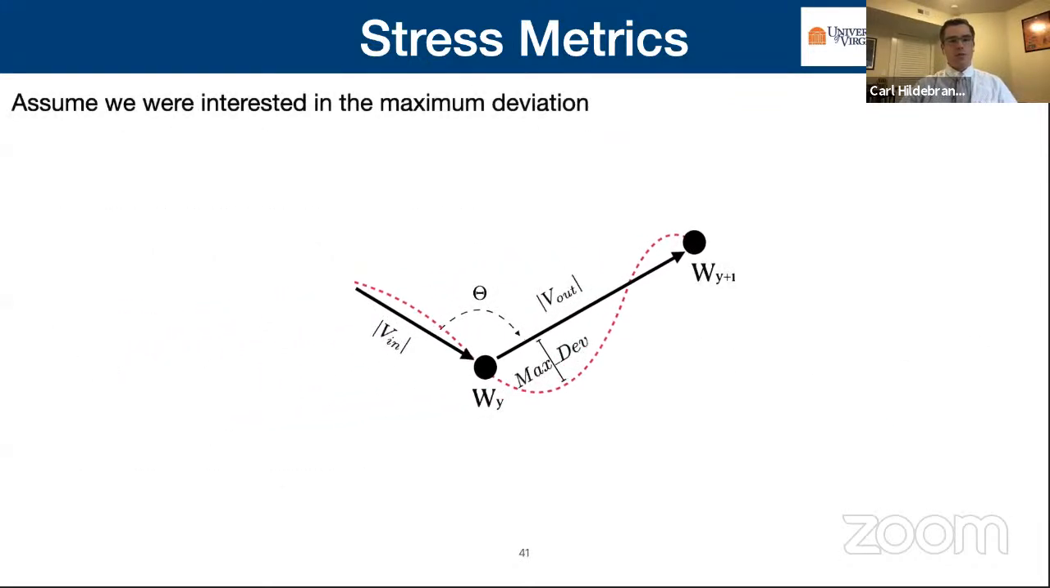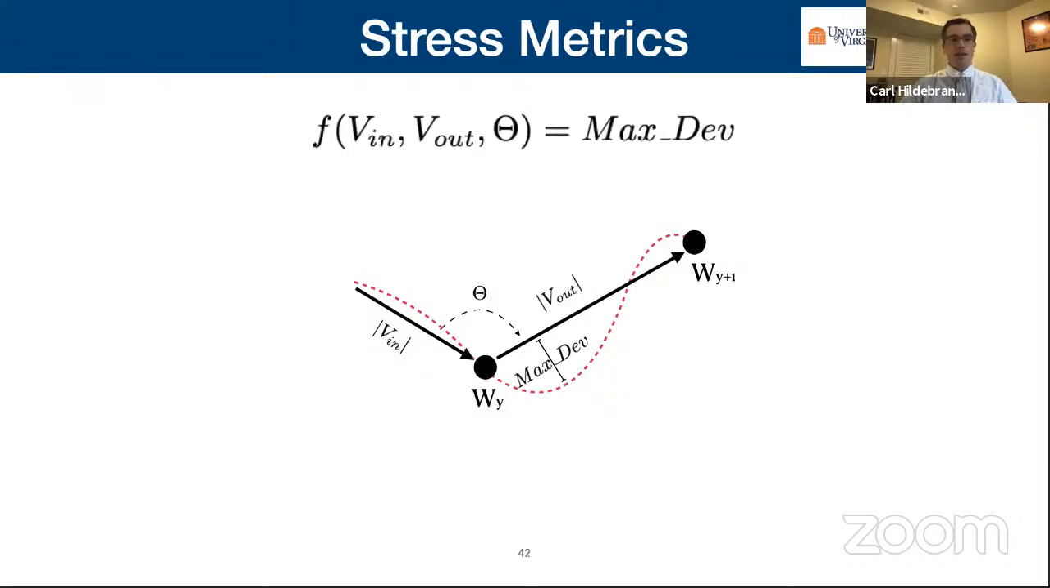We can measure the stress, which we again demonstrate as the maximum deviation. We know the expected velocity into the first waypoint, V in, we know the expected velocity out of the trajectory called V out, and we know the angle between these two trajectories, theta. Thus, all we need is a function f, which in our problem statement we called the score function, that takes in these measures and predicts the maximum deviation.